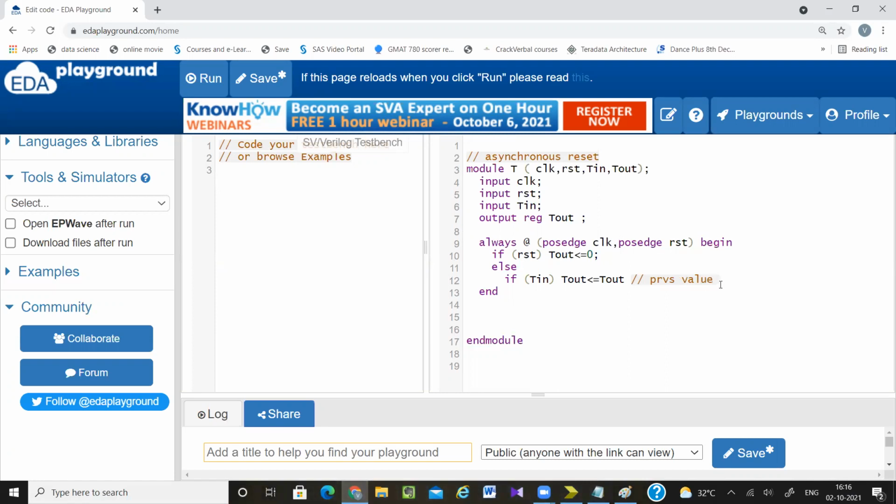Or simple, I can use the conditional operator also that I have explained previously. So t out is equal to, it will depend on t in. If it is true, then output will be negation of t out. That means output will toggle. If it is false, then output will be simple t out. Okay.